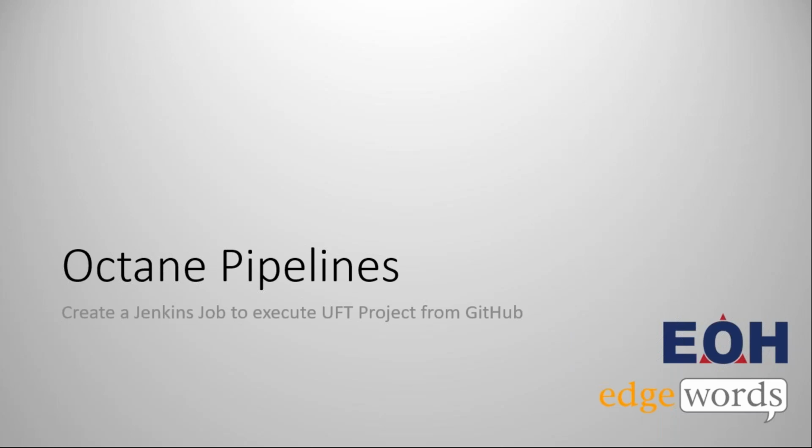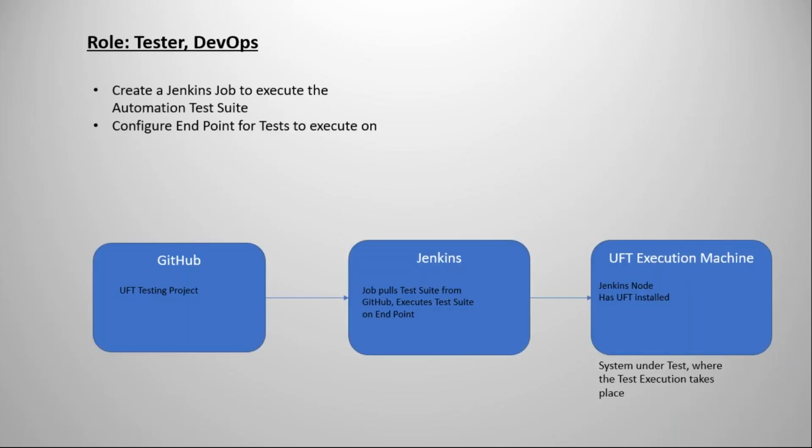So the second part of this is the fact that we can manually create pipelines or Jenkins jobs to execute our UFT tests as well from a Git repository. So we can set up a Jenkins job to go and pull a repository from Git, or GitHub in this case, and we can tell it where we want the tests to be executed and to execute them.